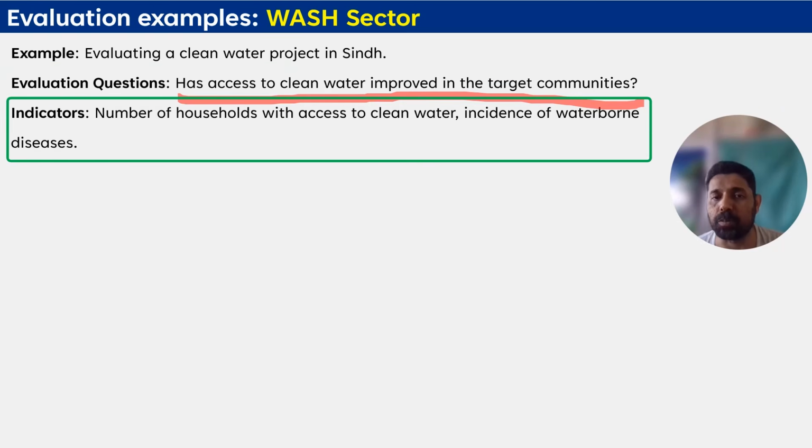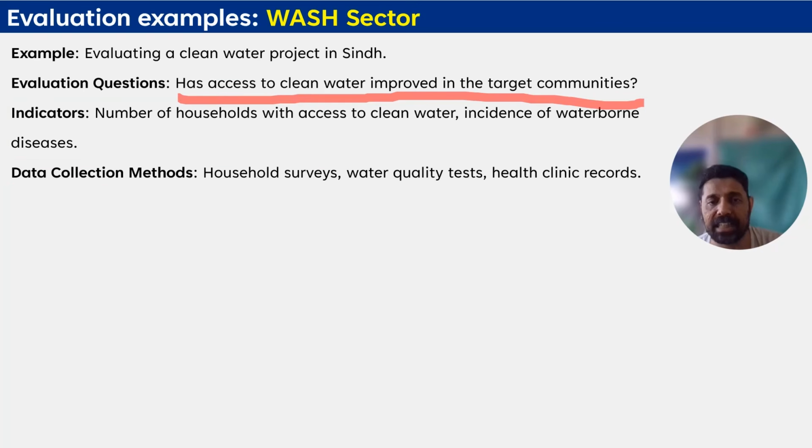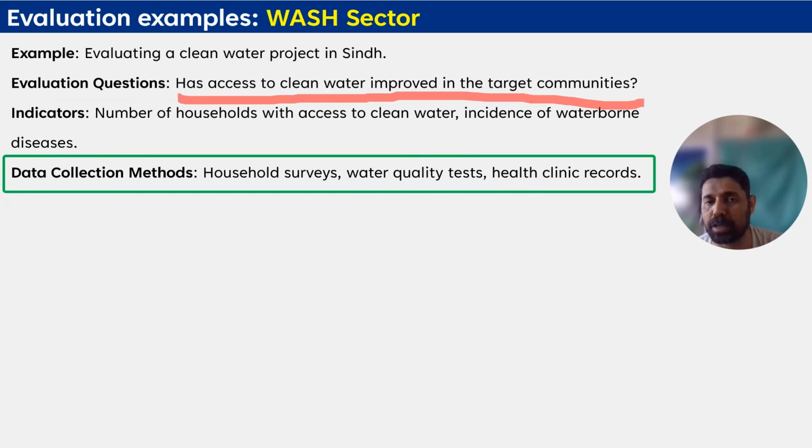Your indicators would be the number of households with access to clean water and the incidence of waterborne disease. These indicators will show you how effective this program was. For data collection, you can conduct household surveys. You can ask the households whether they have access to clean drinking water or not, and whether there are waterborne diseases or not. You can also do water quality tests, and check health clinic records to see whether there is any reduction in cases.